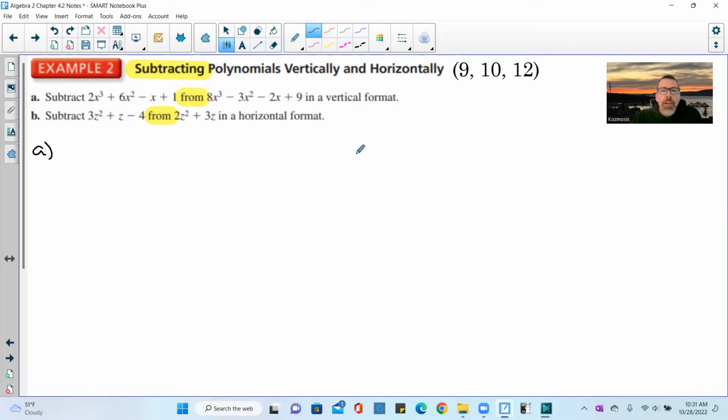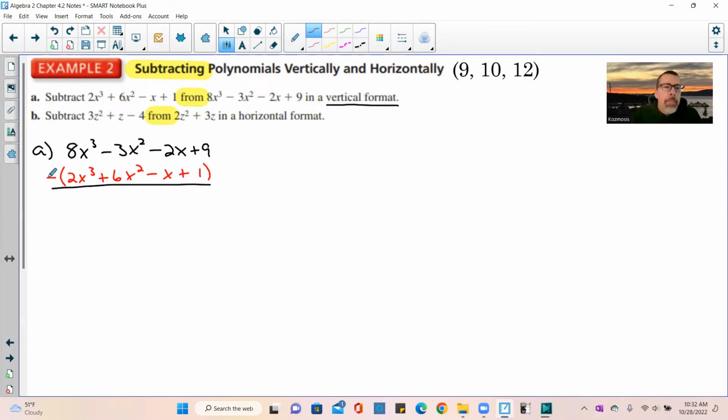So here's A. Subtract this from this. So we're taking this minus that. When you say subtract something from, if I said subtract 3 from 5, that means 5 minus 3. Subtracting 3 from 5, 5 minus 3. Okay? So you want to keep track that the word from tells us to do the second part first. So in doing this in vertical format, I will write the last one first. 8x cubed minus 3x squared minus 2x plus 9. And I'm going to subtract this 2x cubed plus 6x squared minus x plus 1. Okay, so just be careful with the word from.